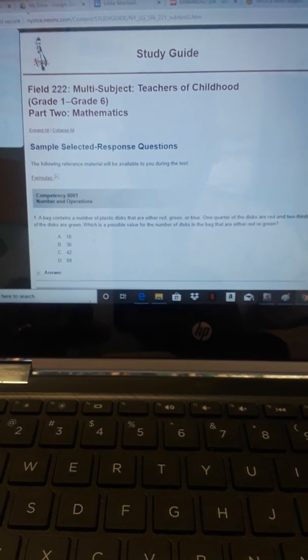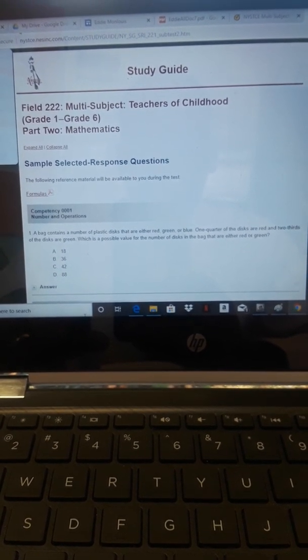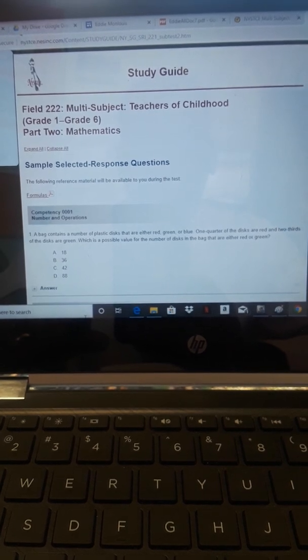Yeah, so guys, I'm on my lunch break and I was just researching the math part of the CST for childhood, for teachers of childhood, grade 1 to 6. And I came across this question.